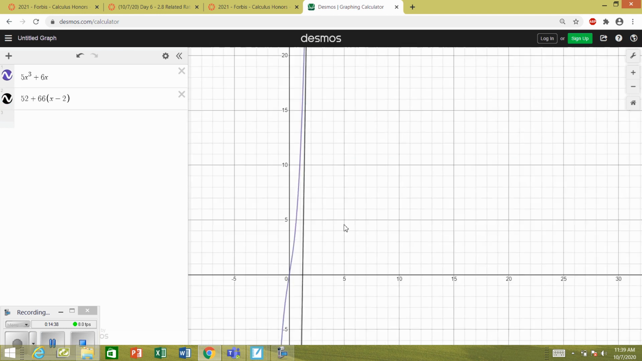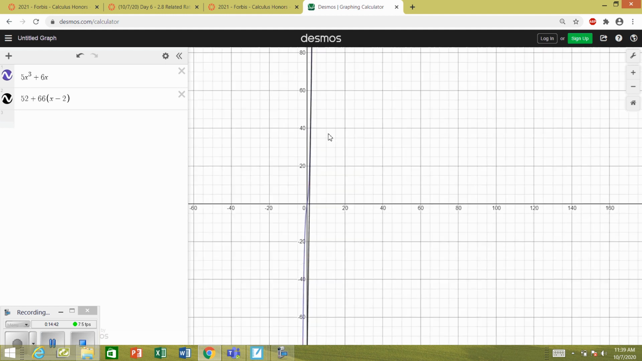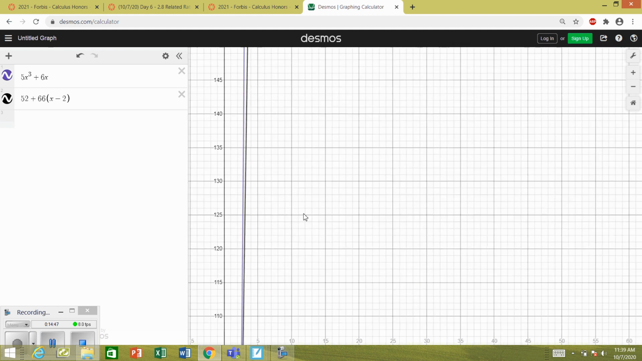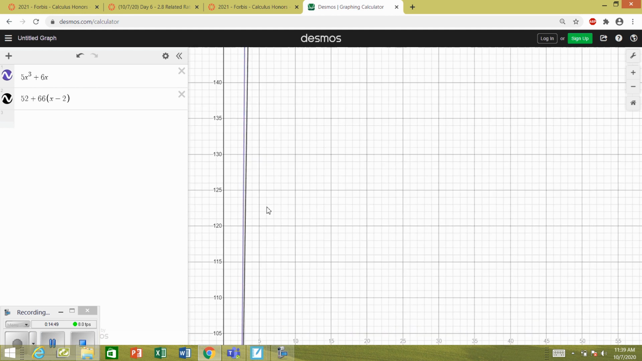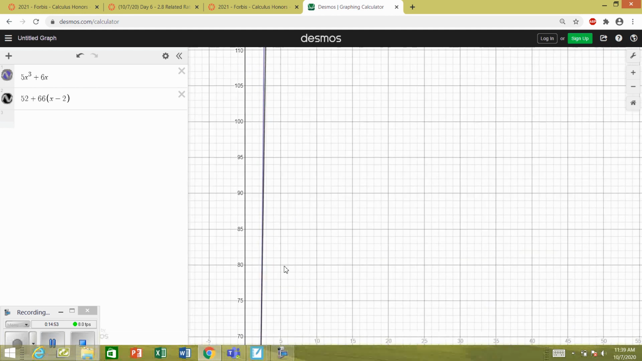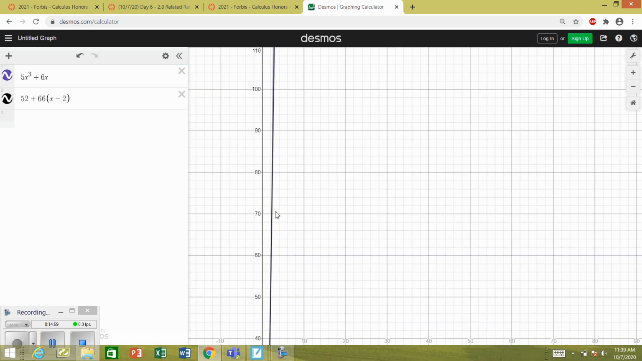Now, it's a very steep slope, so I'm going to zoom out a little bit. That's going to be really hard to see graphically, but if I zoom in right here at 2, look how close this graph is to the actual function. So 2 is right here, I have to keep going down. There, that's where they intersect, at 2, 52.